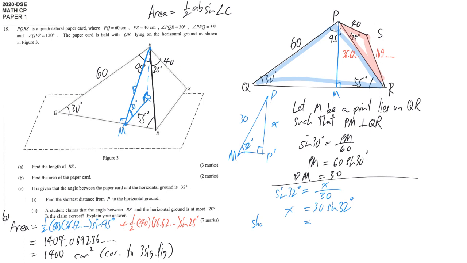So shortest distance is around 15.89757793. So 15.9 cm, correct to three significant figures.